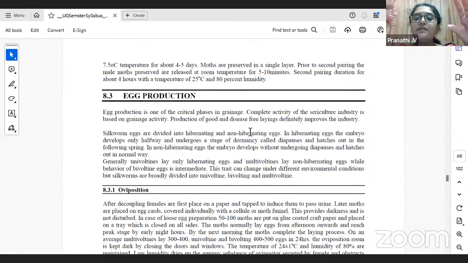Non-hibernating eggs: the embryo develops immediately without undergoing any kind of dormancy period or diapause and hatches out in the normal way. So, univoltines lay diapause eggs, that is hibernating eggs. Multivoltines lay non-hibernating eggs. The behavior of bivoltine eggs is intermediate. It can be diapause eggs or non-diapause eggs. This trait will change based on the environmental conditions around. So, silkworms are broadly divided into univoltine, bivoltine, multivoltine based on this particular trait.